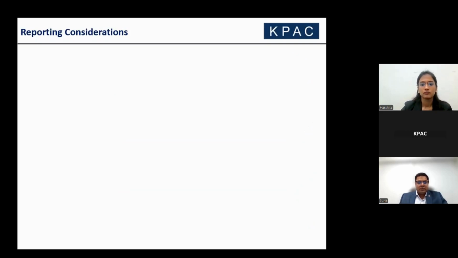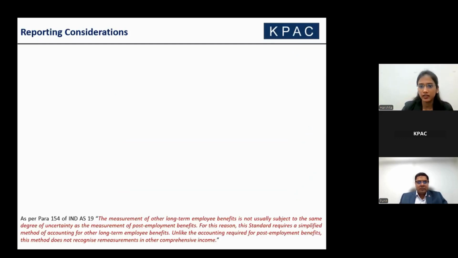Now, moving on. So, when preparing your actuarial report, several key considerations must be addressed to ensure that it's comprehensive and it meets the audit requirements. As per paragraph 154 of Ind AS 19, the measurement of other long-term employee benefits is not usually subject to the same degree of uncertainty as the measurement of post-employment benefits.